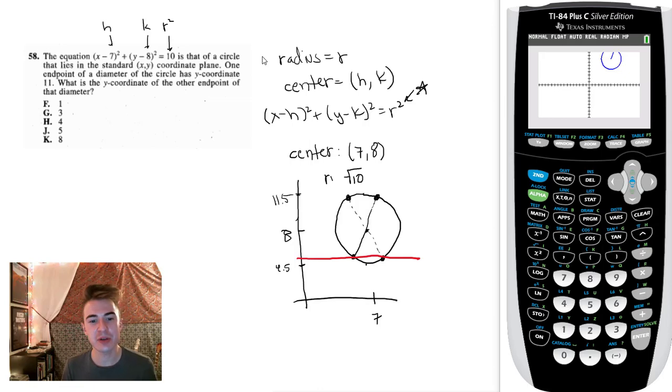Well, at this point, we can use process of elimination and actually get to our answer really quickly without having to do much work. The y-coordinate is certainly not going to be 1, 3, or 4 because those are all below the bottom of the circle anyways. There's no way we're going to get to 1, 3, or 4. Right? There's just no way. So those are out of the picture. And it's certainly not 8 because that's the y-coordinate of the center of the circle. So our answer is 5.